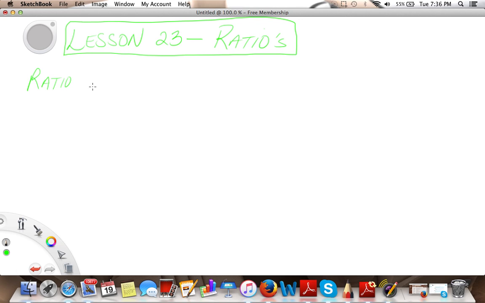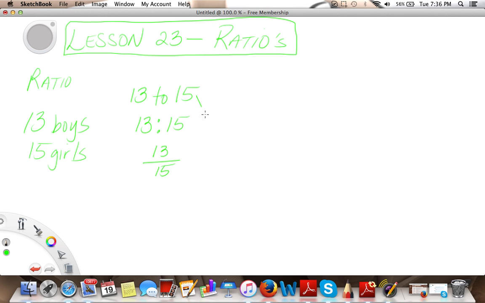So if I have the ratio 13 to 15, so let's say there's a class, and the class has 13 boys, and let's say it has 15 girls, okay? Now, we can write this ratio as 13 to 15 using the word "to". We can also write it as 13 colon 15. And we can also write it as a fraction, 13 over 15. So these are all the same, just three different ways of writing ratios, okay?